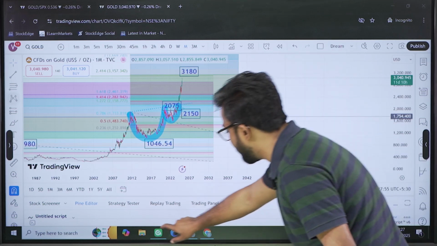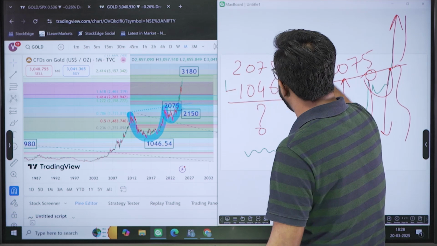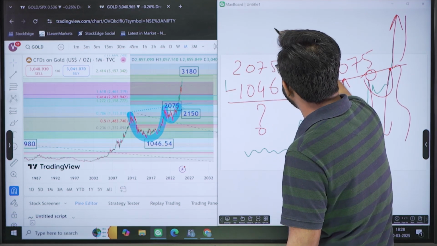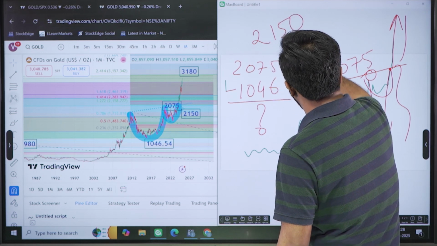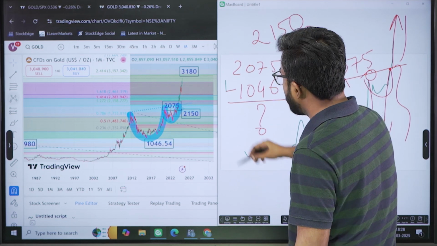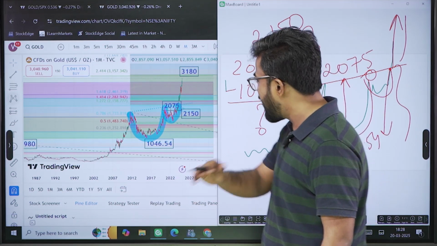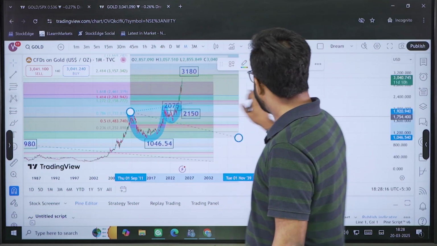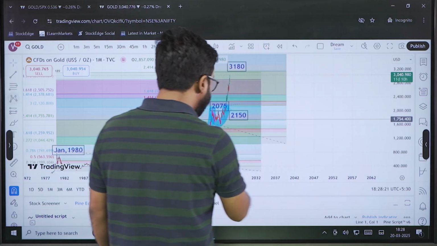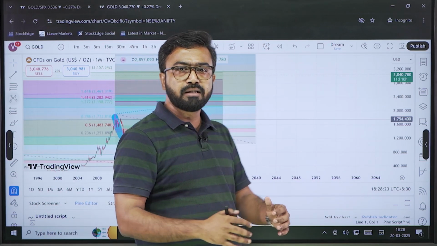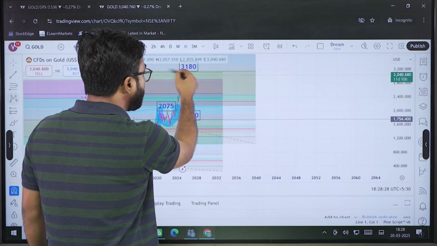So this breakout level is around 2150. You need to add that point, so something should be added to 2150, and you will get 3180. And interestingly, price is currently hovering around 3040. So there is still room for 4 to 5% on the upside around this level, 3180.